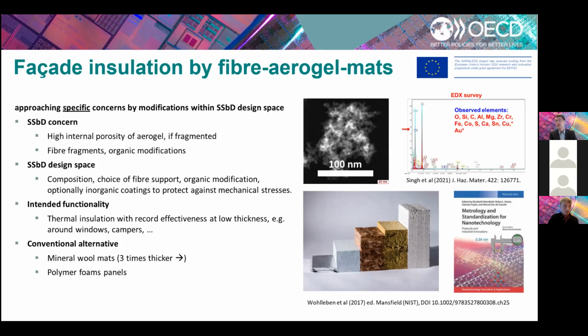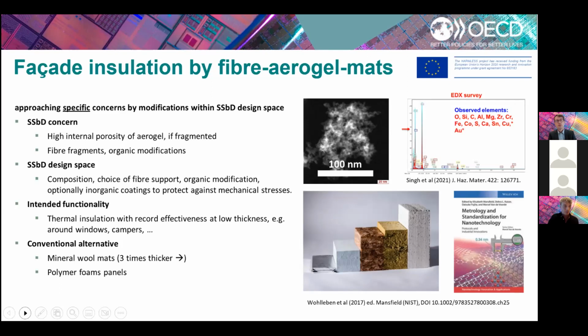It's very important in this context to also remember the safe and sustainable by design space. So what do we mean by design space? This is the liberty that the producer has in terms of the composition, in terms of the choice of fiber support or the organic modification to change the material. Still, the intended functionality needs to be achieved. And very importantly, there are conventional alternatives. So there's also a known market, there is a known use of these materials, there's a known scenario.